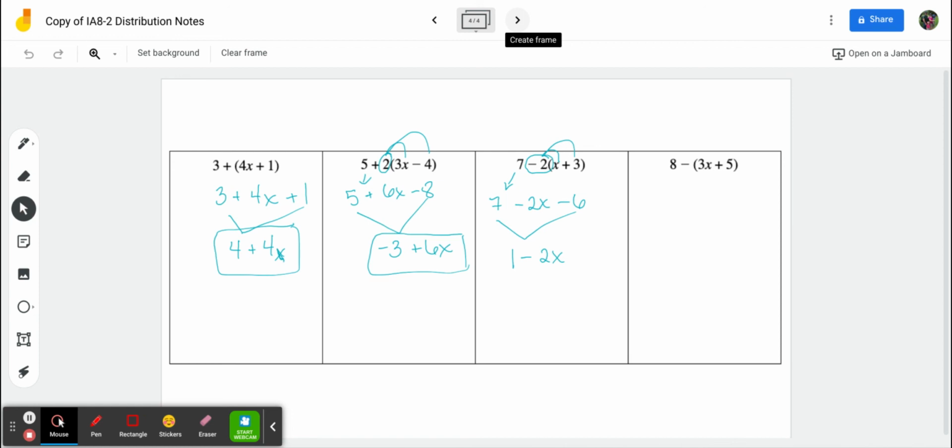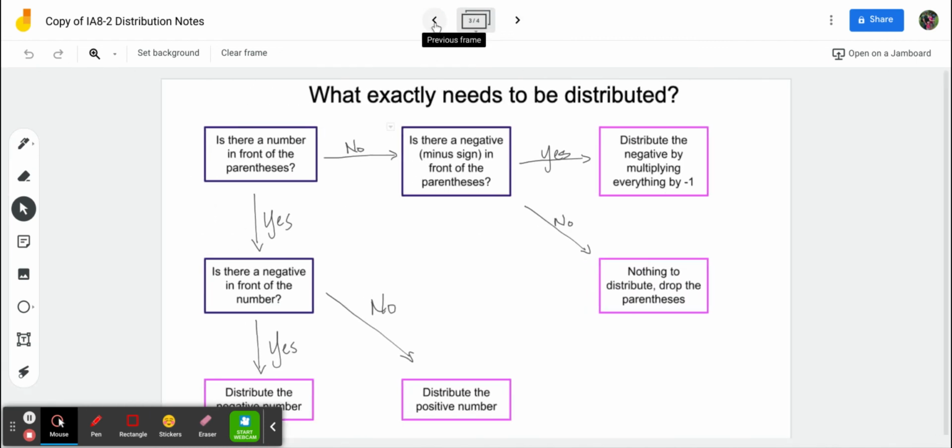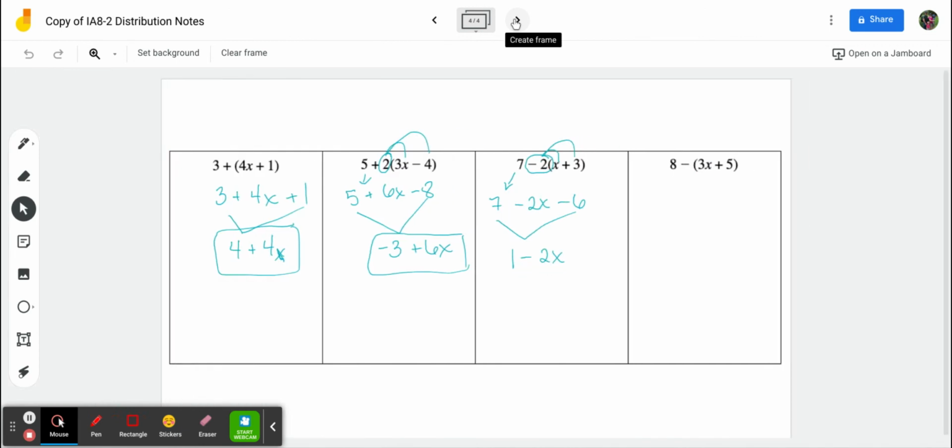On this last one, 8 minus (3x plus 5). So let's hop back over to our flowchart. Is there a number in front of the parentheses? No, there is not. Is there a negative or a minus sign in front of the parentheses? Yes, there is. So what we're going to do is distribute the negative by multiplying everything by negative 1. So if I hop back over to my expression here, what I'm going to do is I'm just going to write a 1 here. This is negative 1.